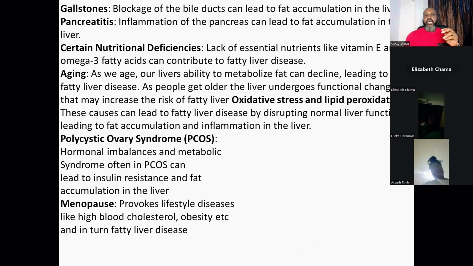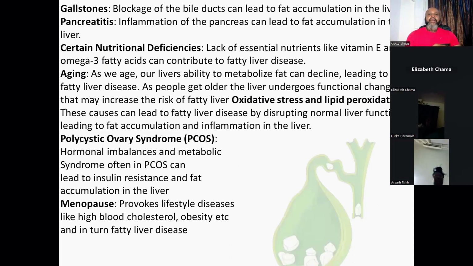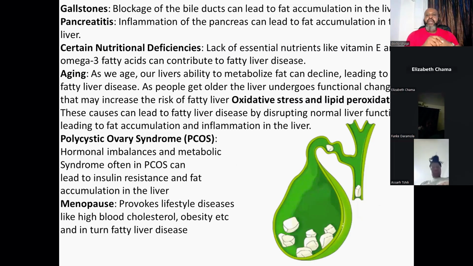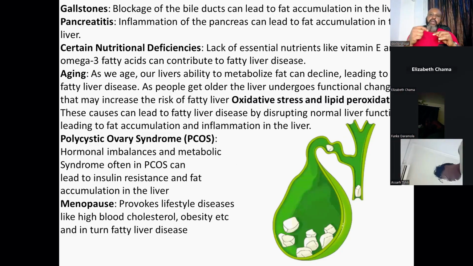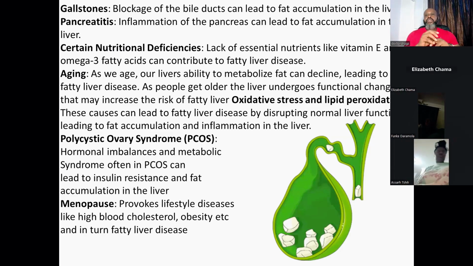Apart from Wilson's disease and the other one, we also have gallstones because they can actually block the path through which bile flows, and this can lead to fat accumulation in the liver. Talk about that shortly. Then we have pancreatitis, that is inflammation of the pancreas. It's actually a common duct where the bile meets with the duct coming from the pancreas before it opens up into the duodenum, and that can lead to blockage of that area, and of course a backflow of bile, and finally get to cause fatty liver disease in the liver.